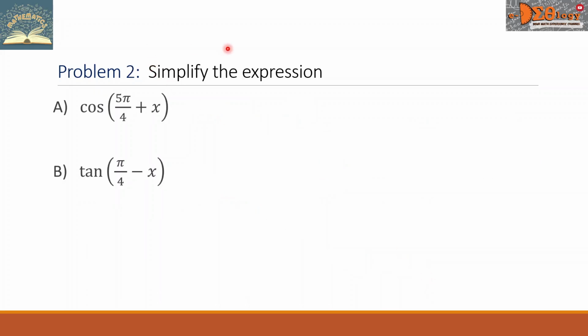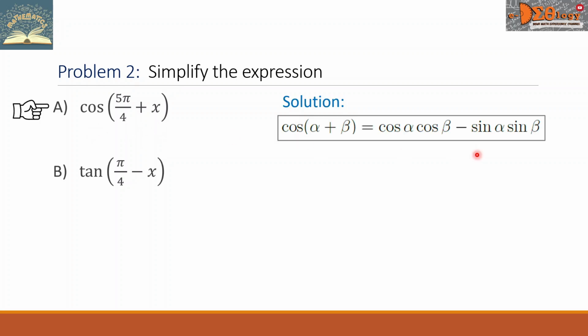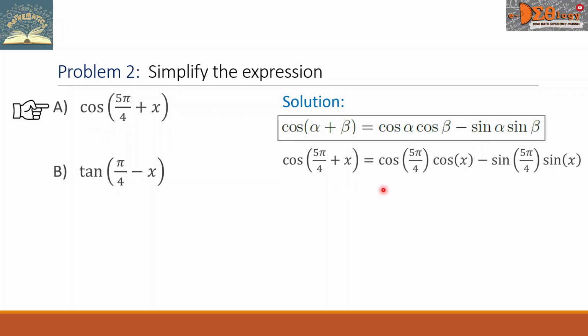Problem 2. Simplify the expression. Let's have letter A. Cosine of 5 pi over 4 plus x. We have the sum of cosine. The formula is here. Then we substitute the values. We copy the problem. Then this is equal to the cosine of 5 pi over 4 times cosine of x minus the sine of 5 pi over 4 times sine x.